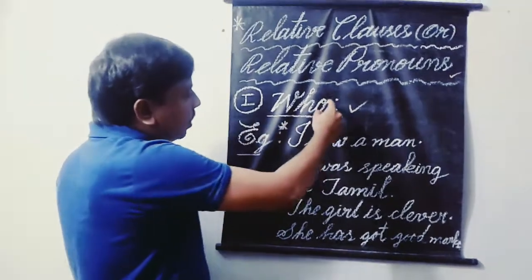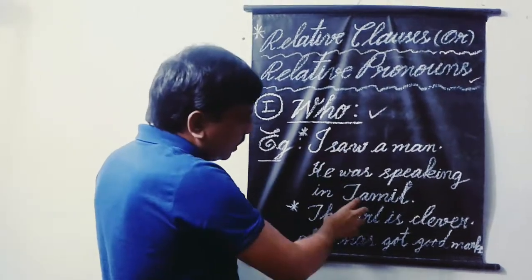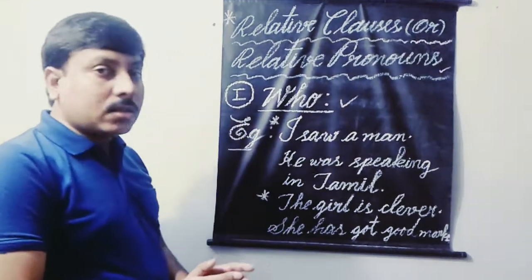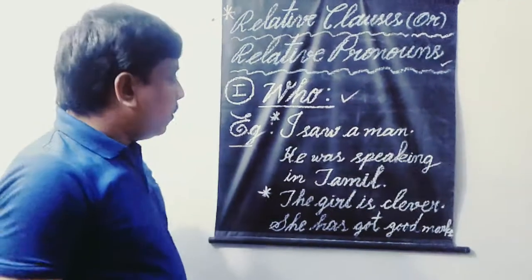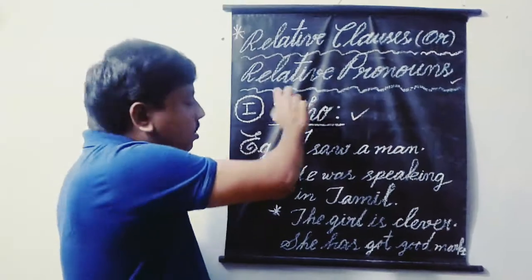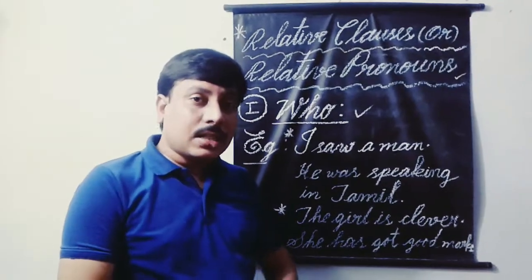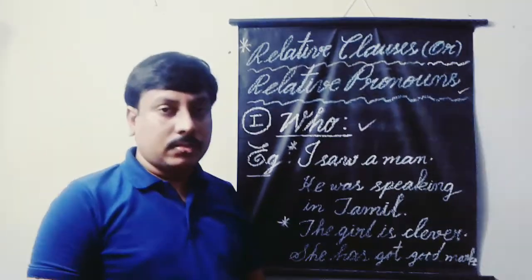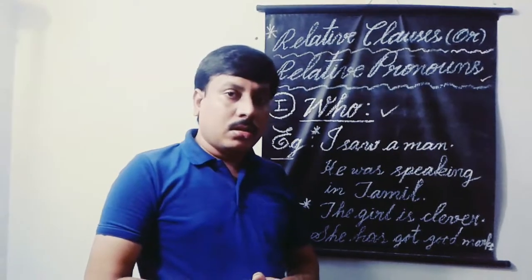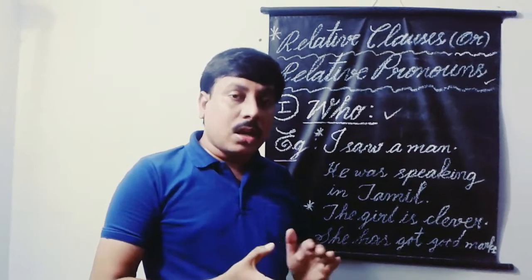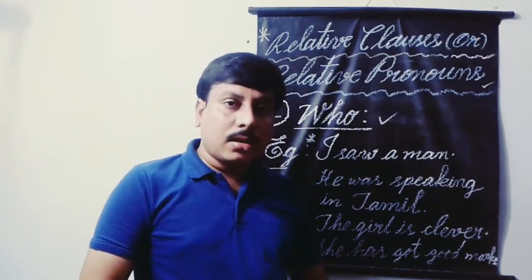Here we are taking the relative pronoun who. Here some examples have been written. Let us go through these examples which are given here. We use the relative pronouns in order to give extra information about the subject which is in the sentence.